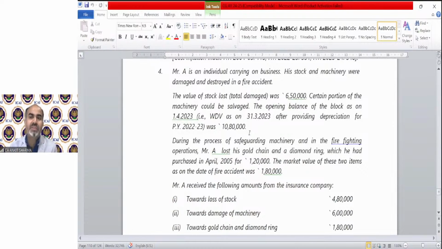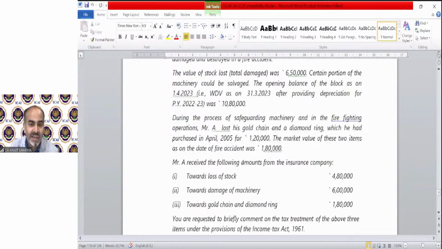The opening balance of the block as on 1st April 23, after providing depreciation, is 10,80,000. During the process of safeguarding machinery and in the firefighting operation, Mr. A lost his gold chain and a diamond ring, which he had purchased in April 2005 for 1,20,000. The market value of these two items as on the date of fire accident was 1,80,000.